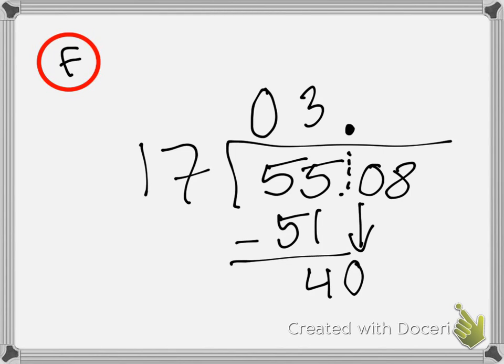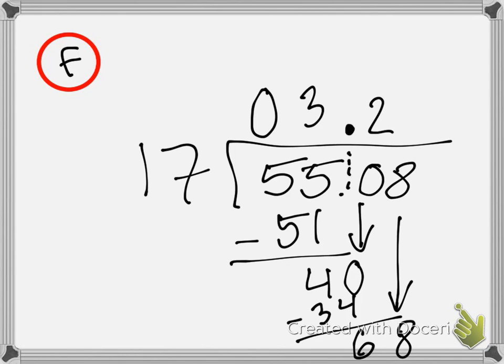How many times does 17 go into 40? 2. What's 17 times 2? 34. That's 6 when we subtract. We bring down the 8. How many times does 17 go into 68? 4 times. What is 17 times 4? 68. So we get an even 0. That's our answer. Yes.